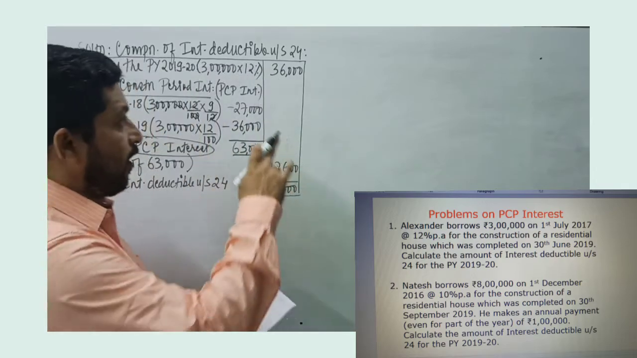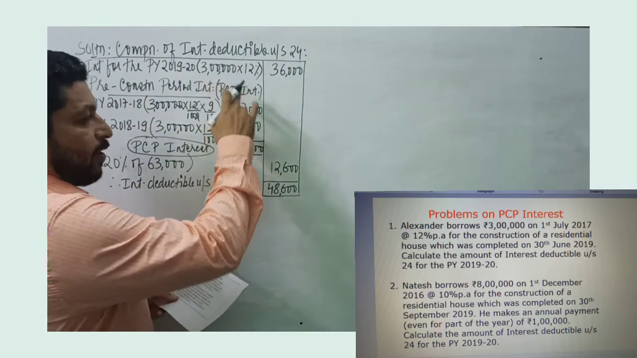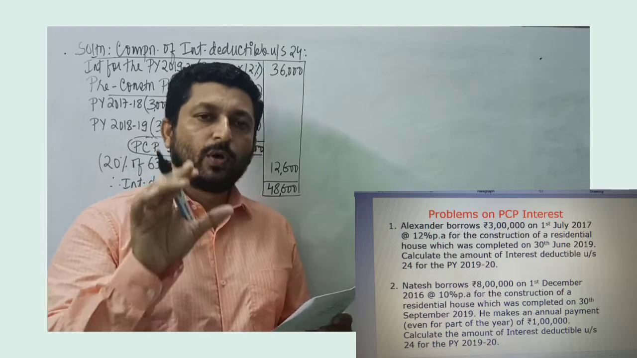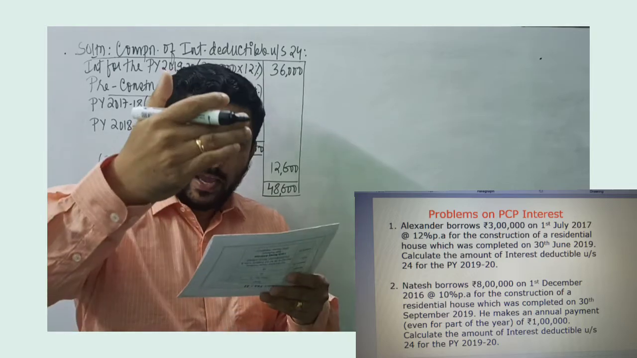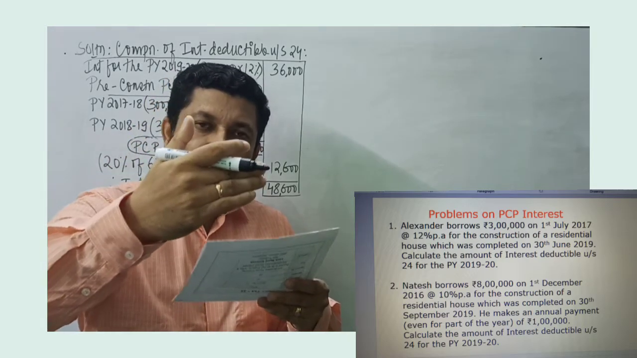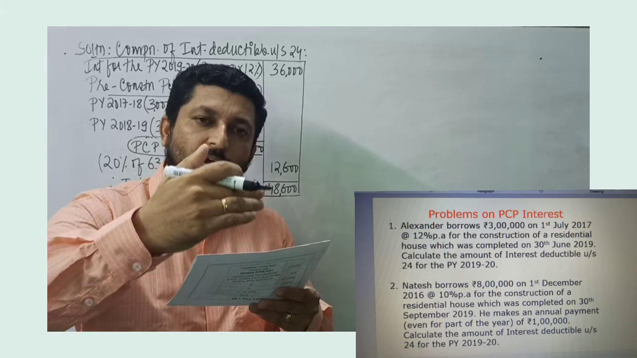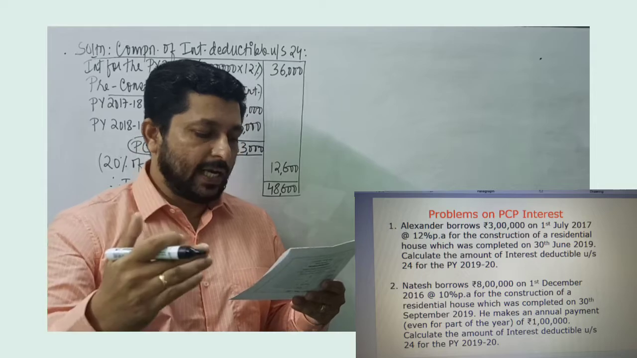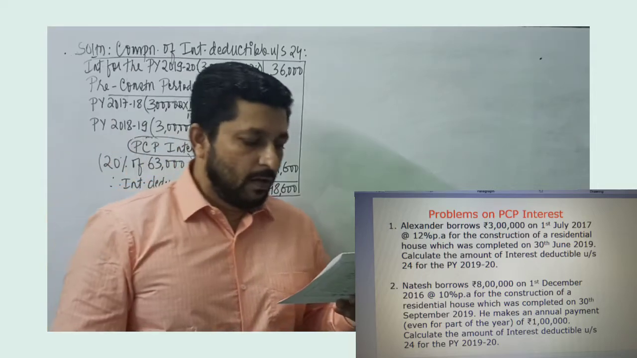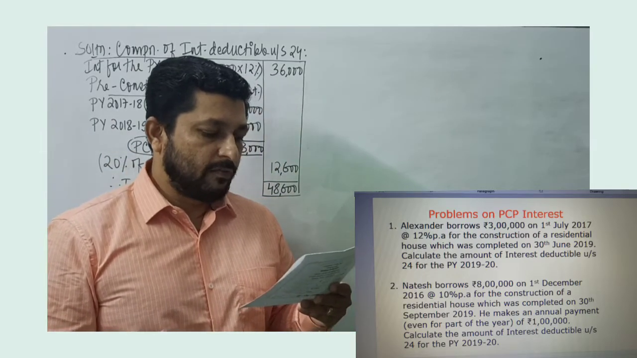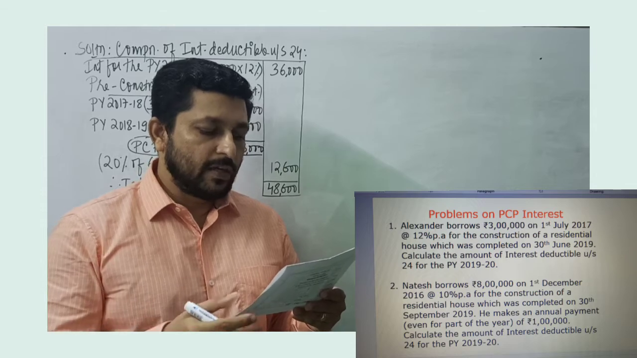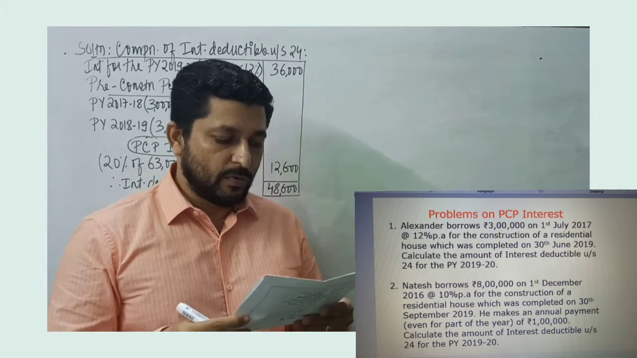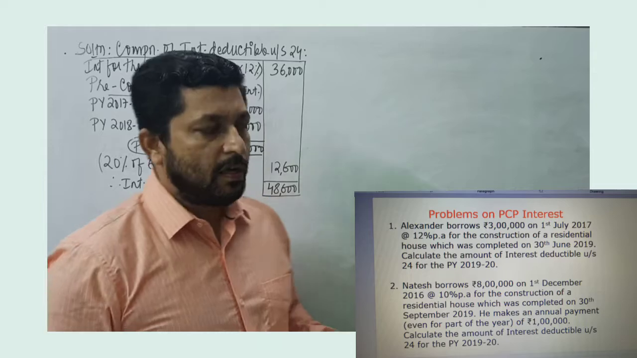So meaning to say, in this problem we had 3 lakh rupees. Now in this particular problem, the original loan amount is 8 lakh and every year, whether full year or part of the year, you will have the loan amount going on reducing by 1 lakh rupees for each year. So he makes an annual payment even for part of the year of rupees 1 lakh. Calculate the amount of interest deductible under section 24 for the previous year 1920.